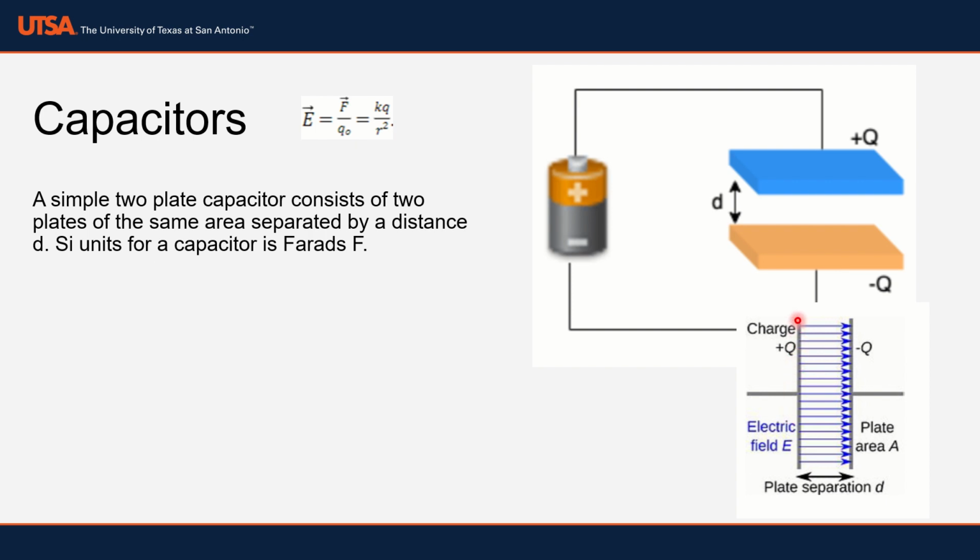Now I want to point out that one side of the capacitor will be positively charged and the other side will be negatively charged. And you can see this here by the electric field lines, right? Remember that the electric field always points towards negative charge. So these arrows are pointing towards this negatively charged plate. So a capacitor is a device that can store electric charge.